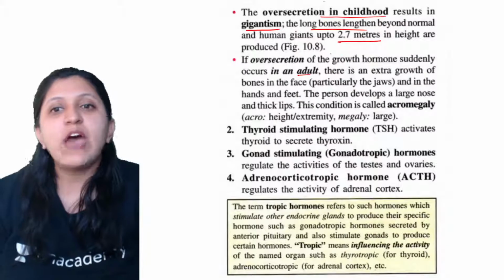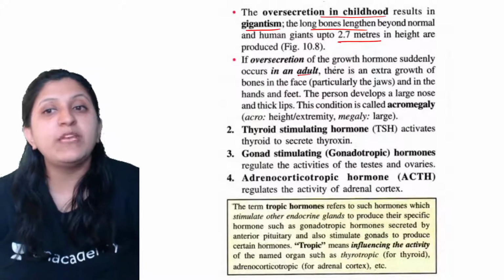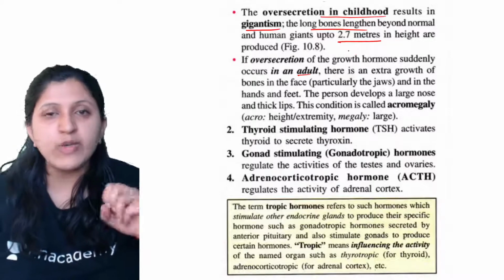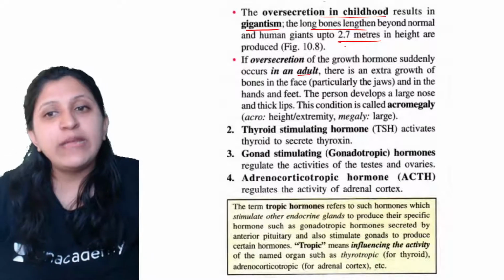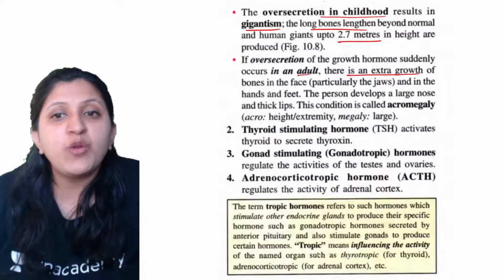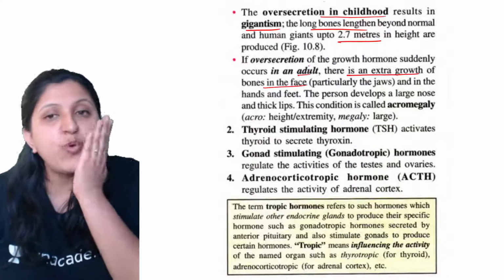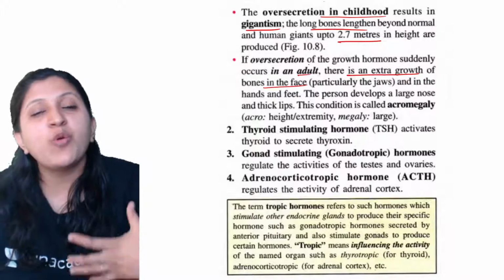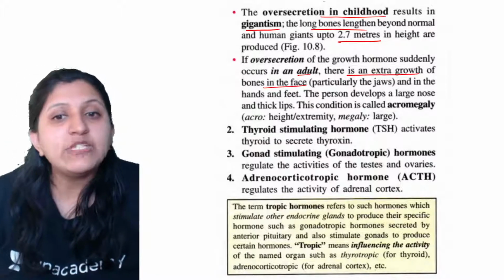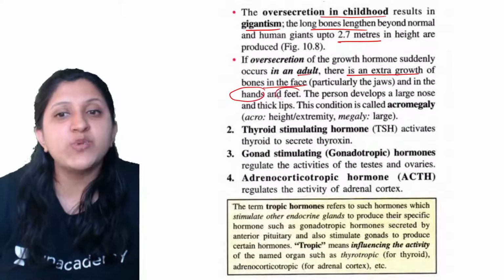All right, now if oversecretion is happening when he is already grown up, so he is an adult now, what is going to happen? There is an extra growth of bone in the face. The bones which are there are going to grow extra, mainly in the jaw region, as well as in the hands and the feet.